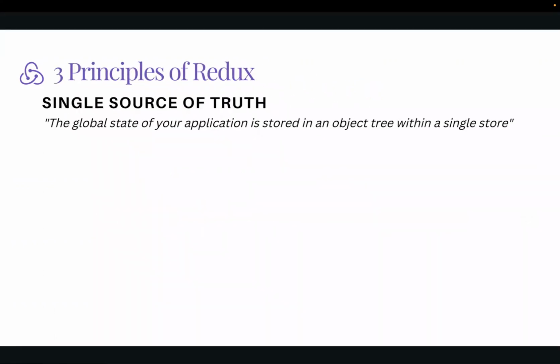The global state of your application is stored in an object tree with a single store. You cannot have multiple stores. But if I ask you, can we have multiple data stored in a single store? I showed you just an example. Yes, we can. We can have counter, todos, product list, user list. Multiple data we can have in a single store, but multiple stores we cannot have.